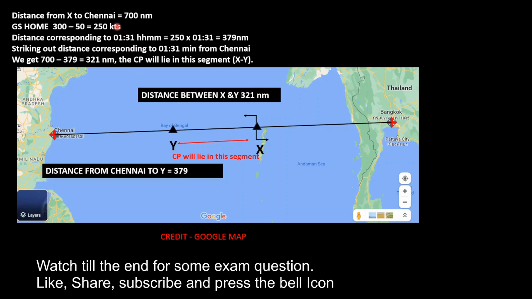So the ground speed home is 300 minus 50, which is going to be 250 knots. The distance corresponding to 1 hour 31 minutes will be 379 nautical miles. So this Yankee will be at a distance of 379 miles from Chennai. If we subtract 379 from 700, which is the distance from Chennai to the point where the winds are changing, we are left with 321 nautical miles. And the CP will lie in this segment between Yankee and the X-ray.